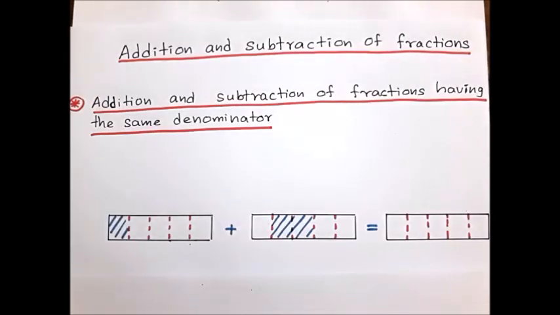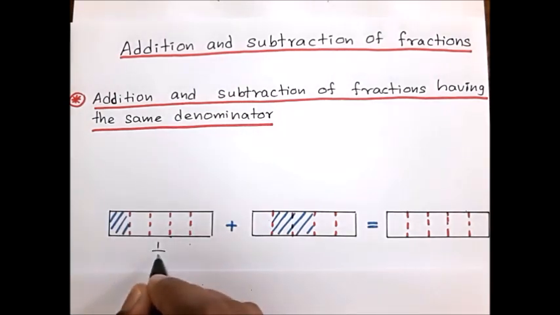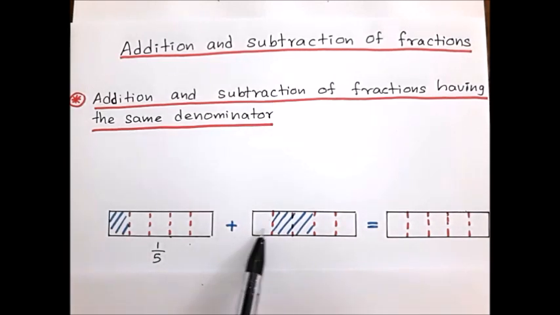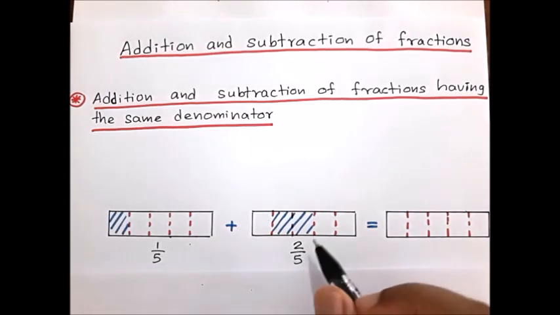Now look at this diagram. In the first one, there are 5 parts. Out of 5 parts, one part is shaded. I am going to write it as a fraction. It is 1 over 5. In the second figure, again 5 parts. Out of 5 parts, you can see 2 parts are shaded. You can write it as a fraction 2 over 5.